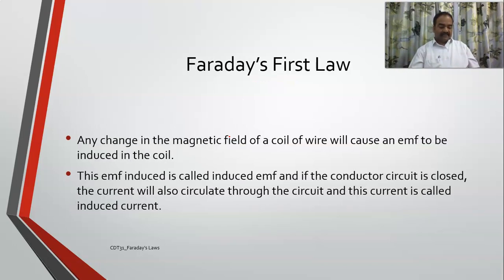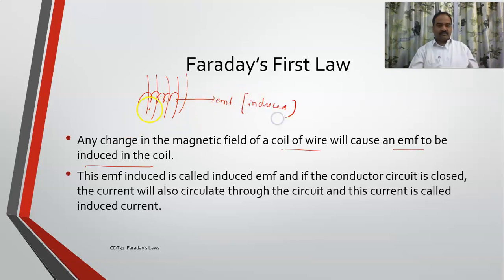Now, the first law, what he told us: any change in the magnetic field of a coil of wire will cause an EMF to be induced in the coil, which means that there is a coil and there is a magnetic field. So any change in the magnetic field experienced by this coil, automatically this coil will have an EMF. In particular, it is called an induced EMF. And if the circuit was closed, then a current was flowing in this circuit, which we called induced current. So he observed that when there was a magnetic field and a coil experiencing a variable magnetic field, automatically current was flowing in the circuit.